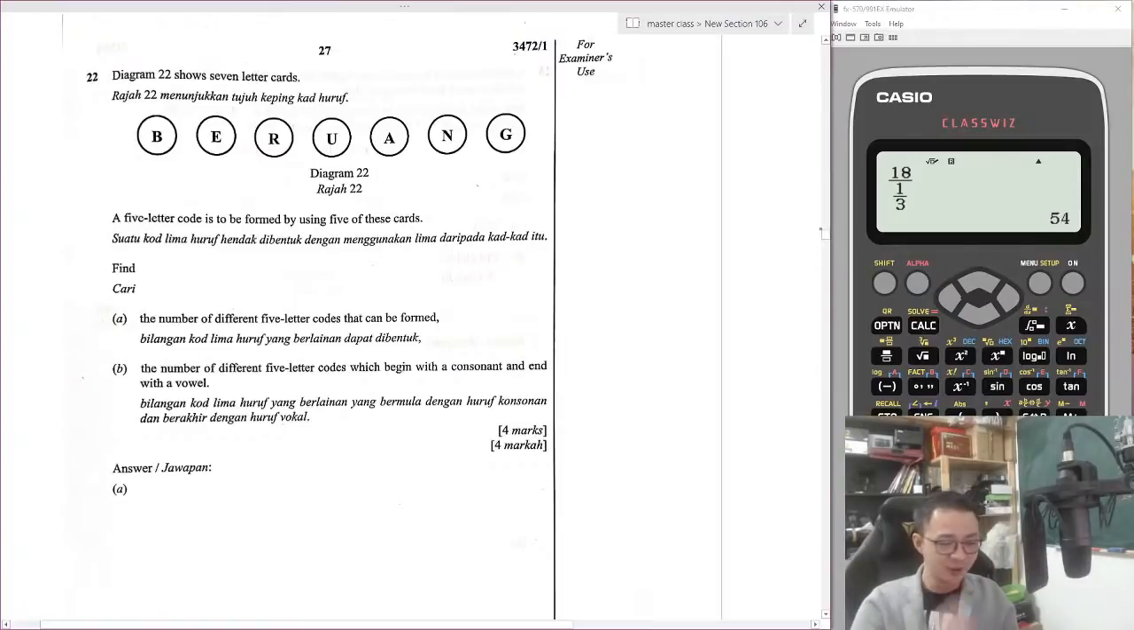32. Okay, you want to form the 5-letter code. Whenever you see code, we use permutation, nPr. Okay, so using 5 of these cards. So right now you have 7 cards, isn't it? So you want to use 5 of these cards, 7P5.